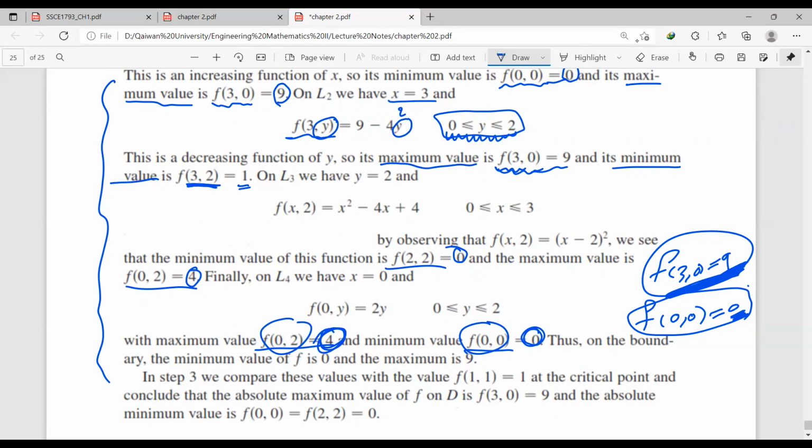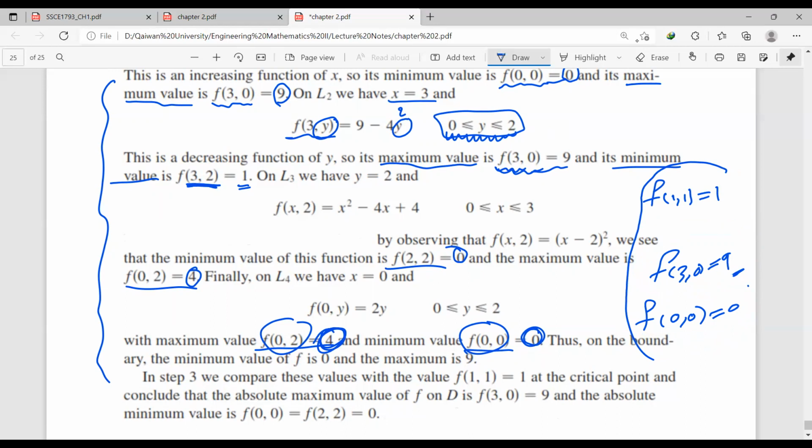That means here we get these points. One of them is maximum and one of them is minimum. It's for the sides of the rectangle. And here we have f of 1, 1, which is the critical point, it's 1. And now we are going to find the greatest one here. The greatest value of f is at 3 and 0. That means at 3 and 0, the function has absolute maximum. So the absolute maximum value is 9.